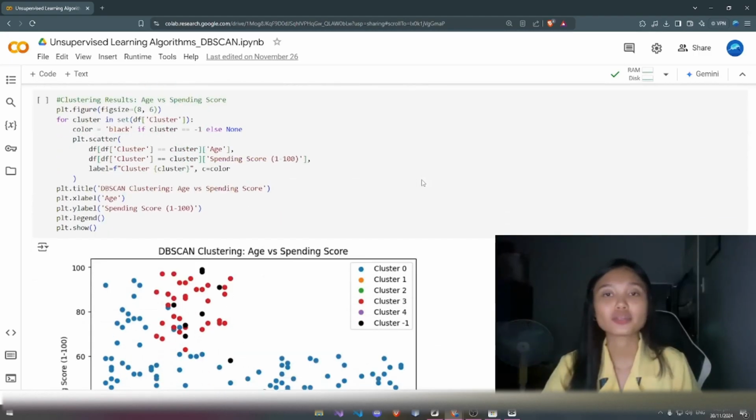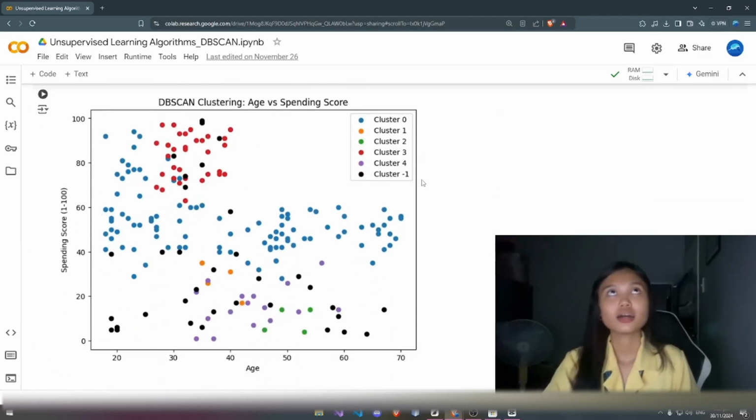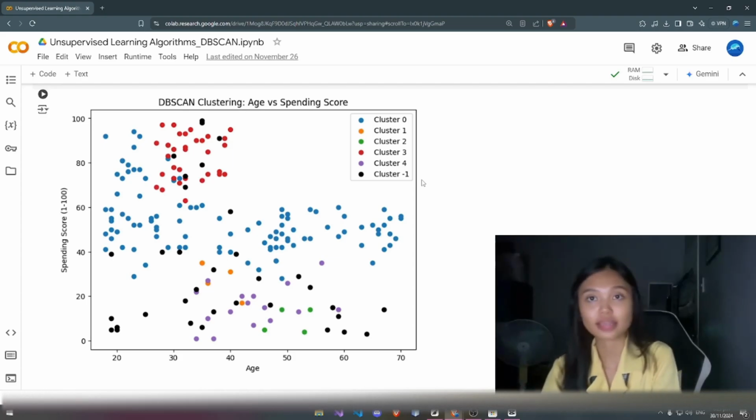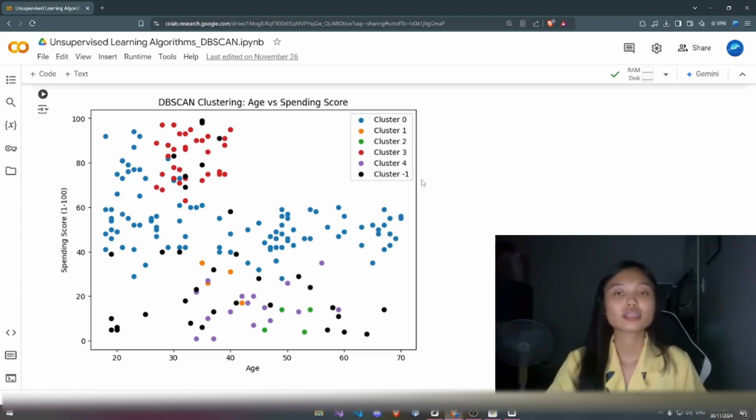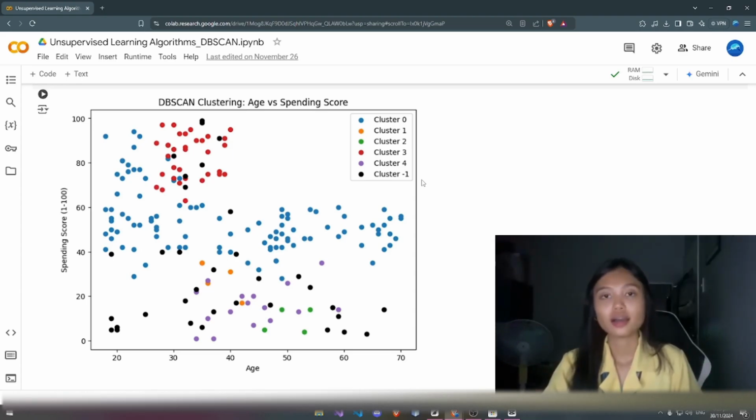So why did I choose DBSCAN? I chose DBSCAN because it handles outliers automatically, without needing extra steps. It can find clusters of any shape, unlike other methods like k-means, and it doesn't require me to decide the number of clusters beforehand.